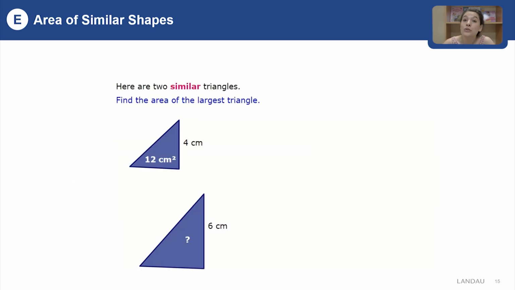Here we have 2 similar triangles. It says find the area of the largest triangle. In order to solve this problem, we have some steps that we have to follow. First, we find the linear scale factor. It is the ratio of the large side of the triangle over the small side of the triangle. So it will be 6 over 4, which is 1.5. So we found the linear scale factor of those 2 triangles.